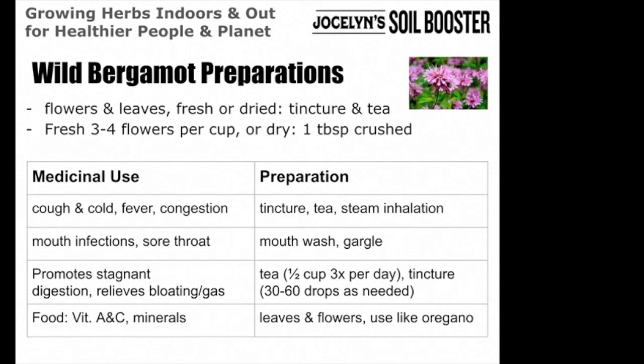It's also antimicrobial and anti-inflammatory. So a simple tea you can use as a mouthwash or as a gargle for mouth infections or a sore throat. And it's also a carminative, which means that it's calming and soothing to your gastrointestinal system. So you can also have a tea or a tincture and take that as needed. And then, of course, as most herbs, they're high in vitamin C and A and minerals. So they're also really healthy and nutritious.